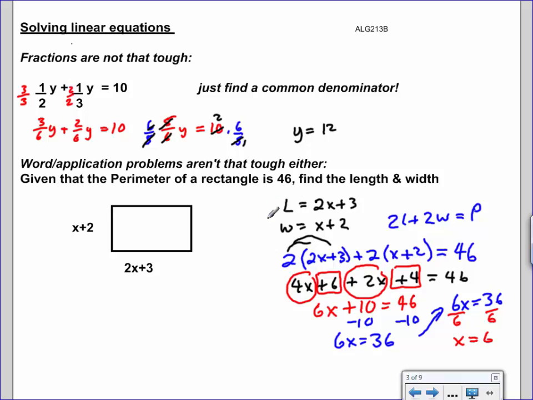Now they did not just say solve for x, they said find the length and width. So go back and substitute in here 6 to find the length and the width. So if we put 6 in here, 2 times 6 plus 3. So we have 12 plus 3, or 15 for our length. And for our width, we go ahead and put in 6 here. So we simply have 6 plus 2 is 8. So the width is equal to 8, and the length is equal to 15. And that's it.